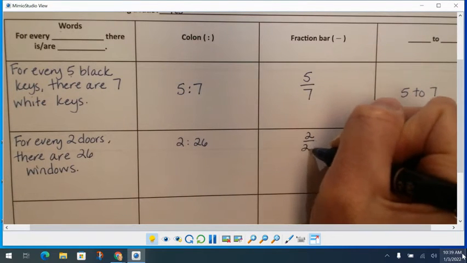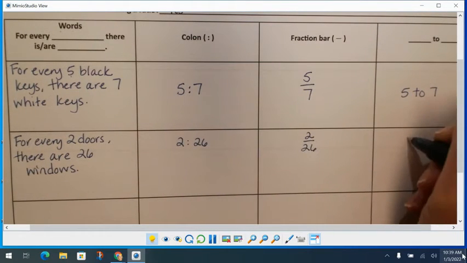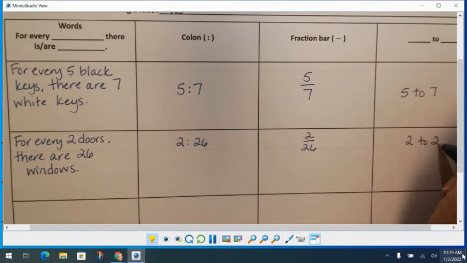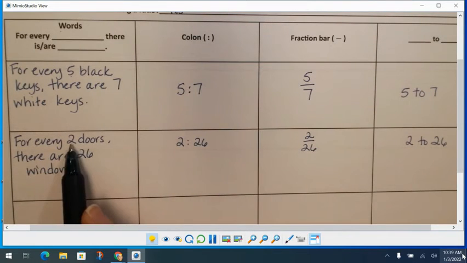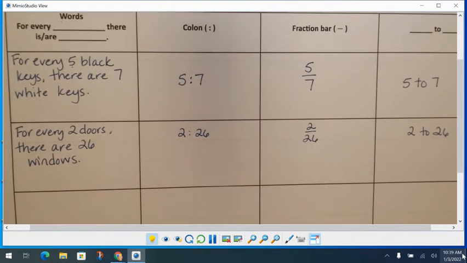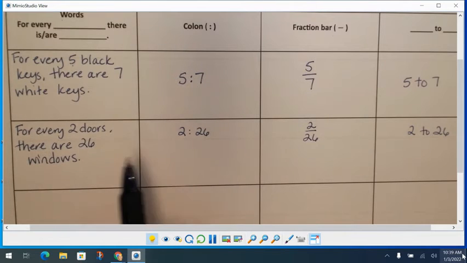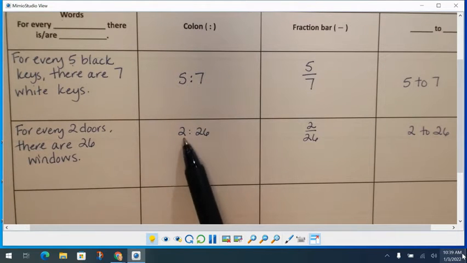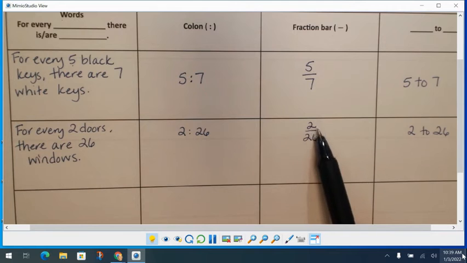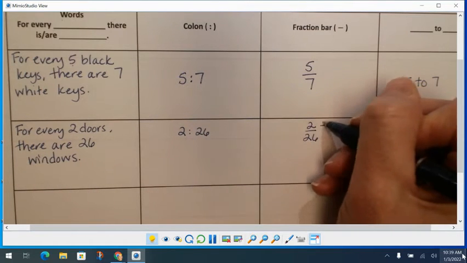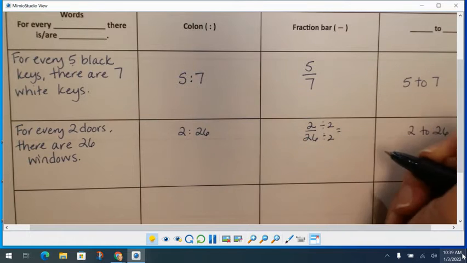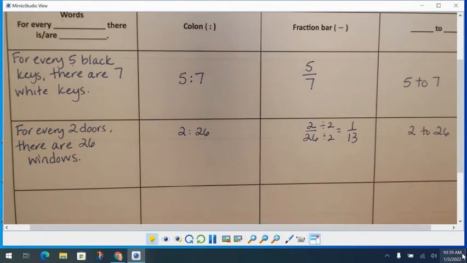Write it as a fraction. And then with the word to. Now, let's say I wanted to do every 1 door. Could I do 1 door? I can actually for this one, because I can look at my numbers, since we treat it like a fraction. I can look and say, okay, is there a number I can divide both of these by? And I actually can divide them both by 2. So I could say an equivalent ratio to my 2 to 26 would be 1/13, or 1 to 13.